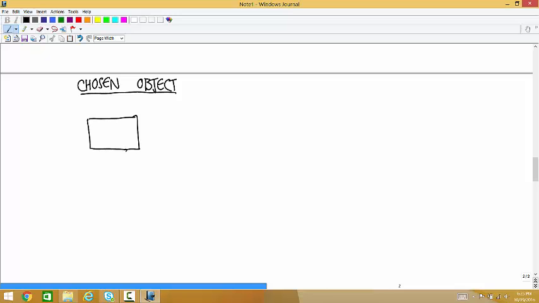Okay, so here's the chosen object. And now we have to figure out what forces are acting. This object has a mass of 25 kilograms, and so the weight is 25 times 9.81, which is 245.25, I think. Is that right?